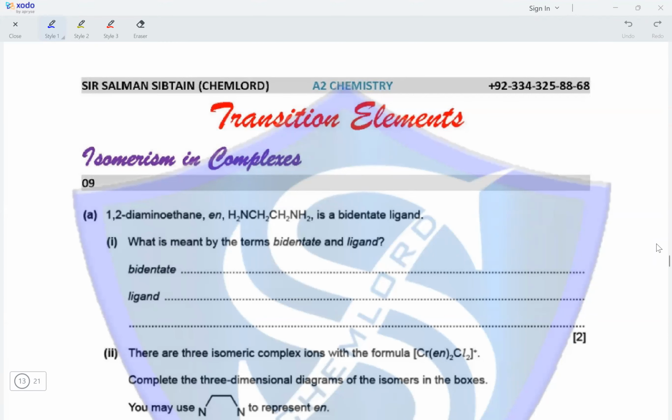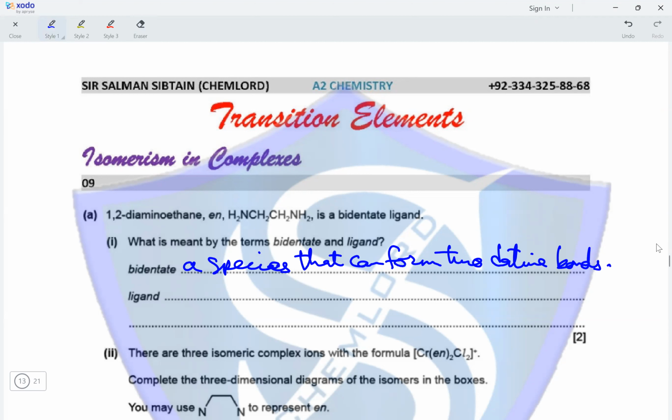Question 9. 1,2-diaminoethane, en, is a bidentate ligand. What is meant by the terms bidentate and ligand? So bidentate means a species that can form two dative covalent bonds because it will have two lone pairs of electrons.